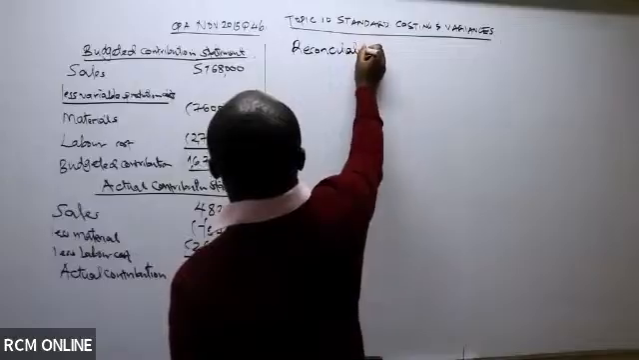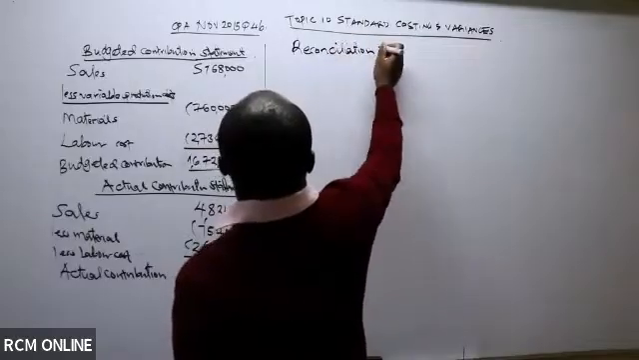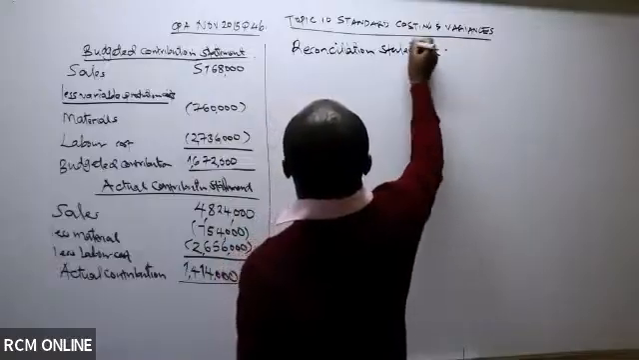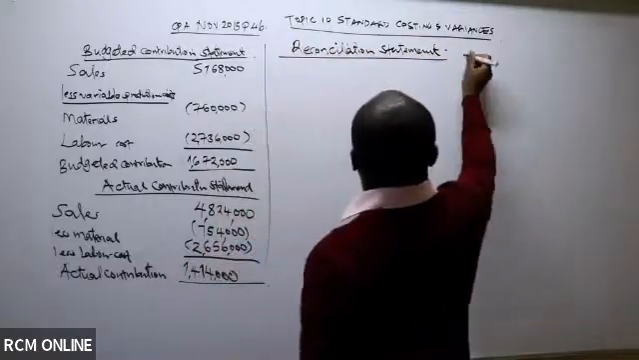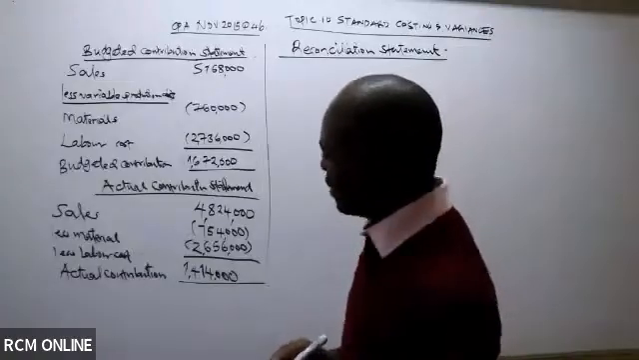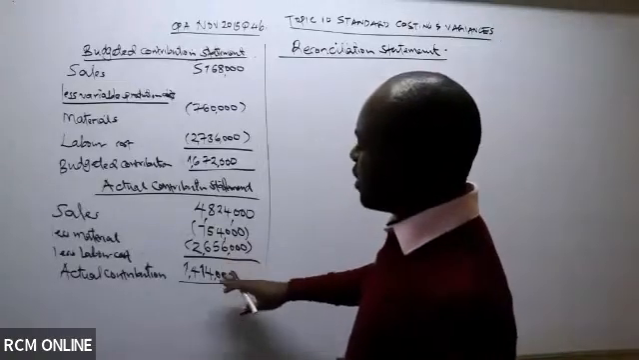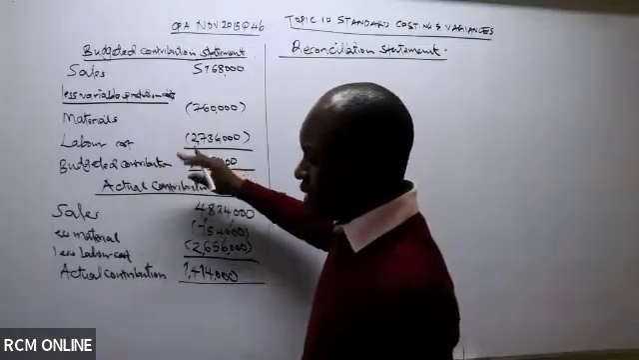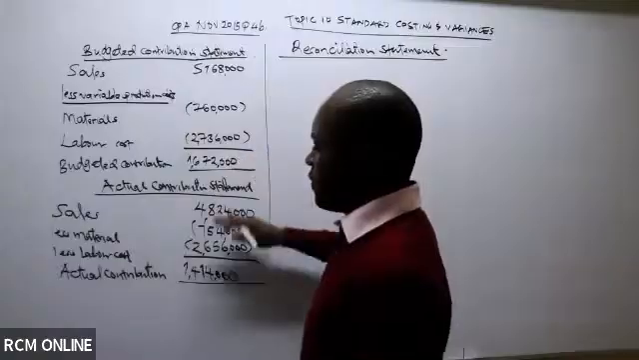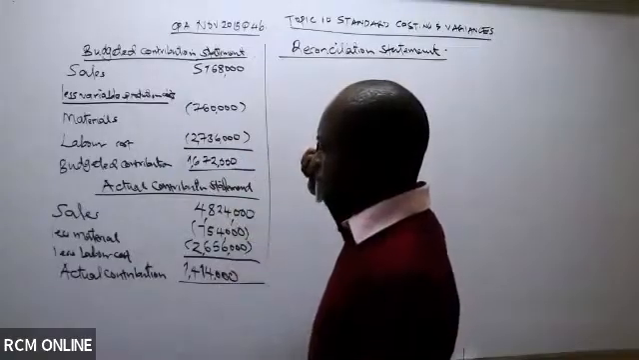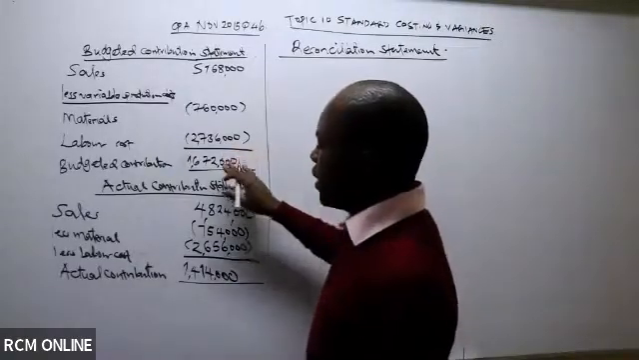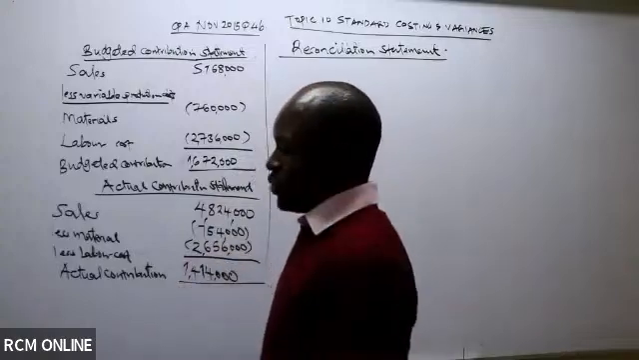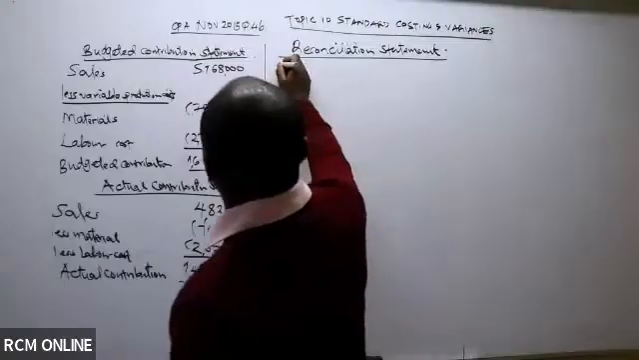Reconciliation statement. So with this reconciliation statement, we are trying to reconcile this difference. Why are we having a difference between actual contribution and budgeted contribution? Why is that different? So we come up with the budgeted contribution and look at the things that affected it to give us a lesser actual contribution. So we start with budgeted contribution.